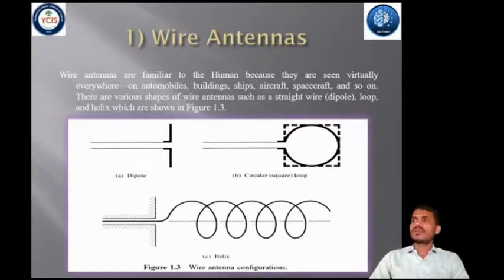Now, loop antennas need not only be circular. I am showing that this is circular, but it may be square or circular. It can be rectangular, it can be square, it can be elliptical, or have many other configurations. The circular loop is the most common because of the simplicity of its construction.